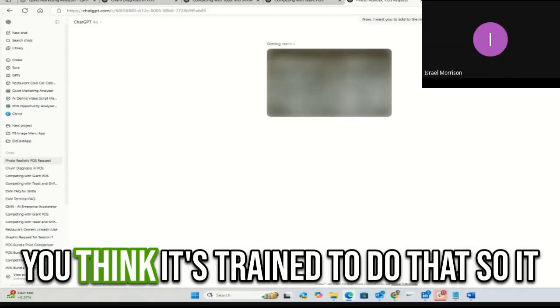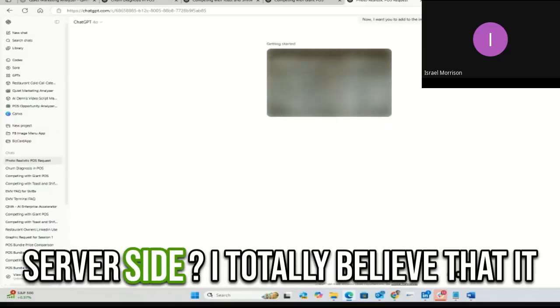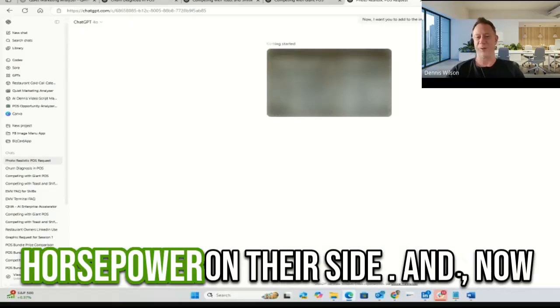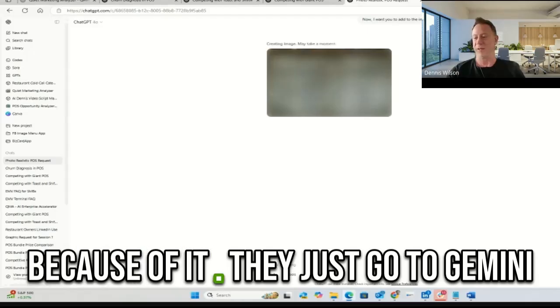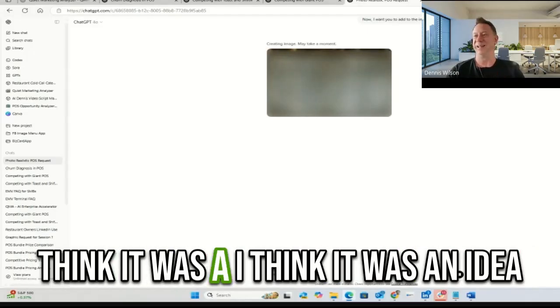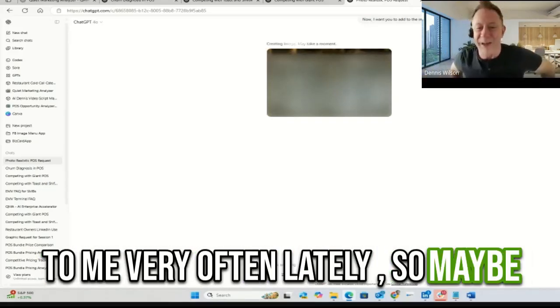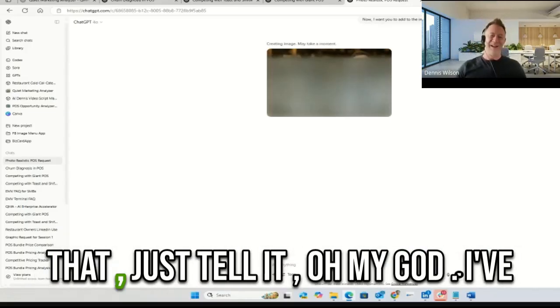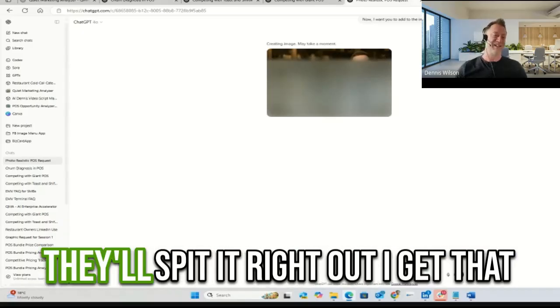I'm wondering, do you think it's trained to do that so it saves some horsepower on the server side? I totally believe it was a misguided attempt to save horsepower on their side. And now people literally stop using it because of it. They just go to Gemini, which does it instantly. So I think it was an idea that failed. I haven't had it happen to me very often lately, so maybe they fixed it. But if it ever happens, or any LLM ever tells you that, just tell it, oh my God, I've been waiting 2 hours already, when are you going to be done? And they'll spit it right out.